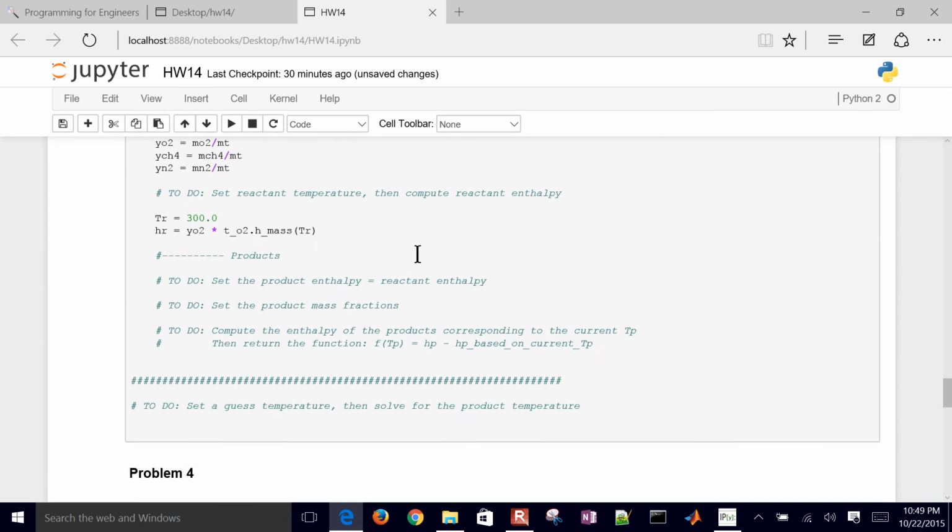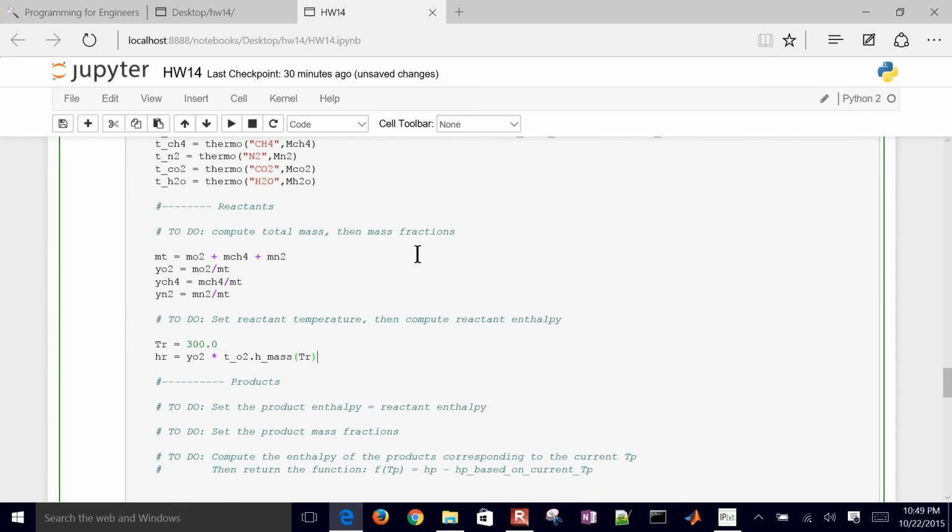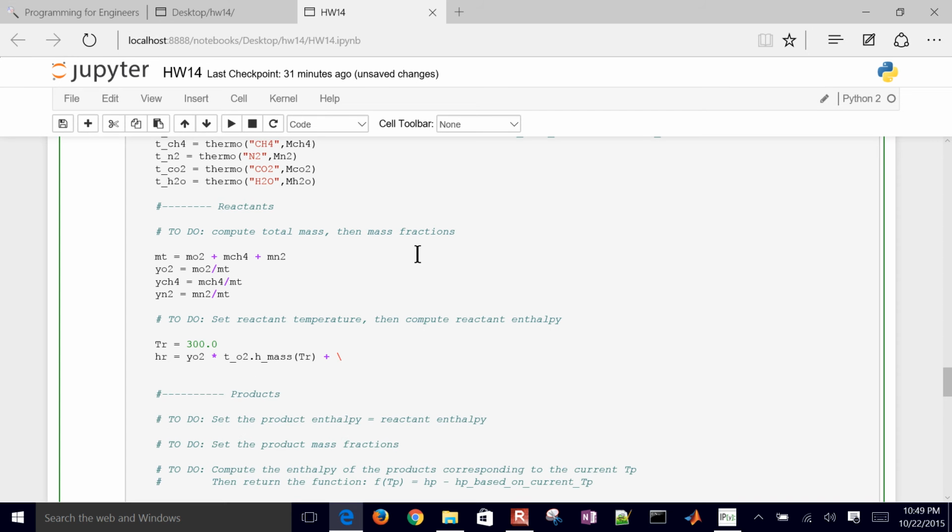And then we're going to multiply it by the mass fraction of that species. So I'm going to come down here and complete this and do plus. If I want a continuation character, like let's say the line is just a little bit too long, I can split these up into multiple lines, and the character for doing that is this backslash. Sometimes it's a little bit easier to read if I put that backslash in there and then just do the next one.